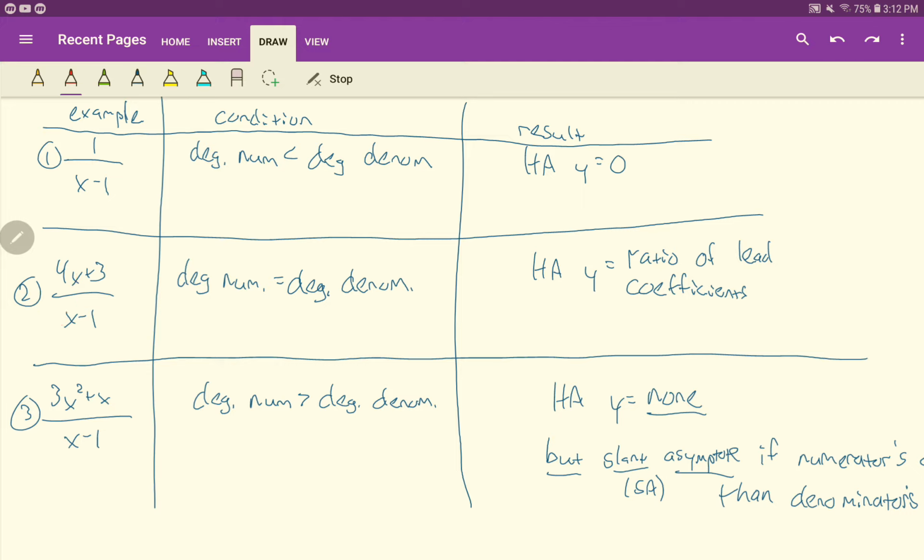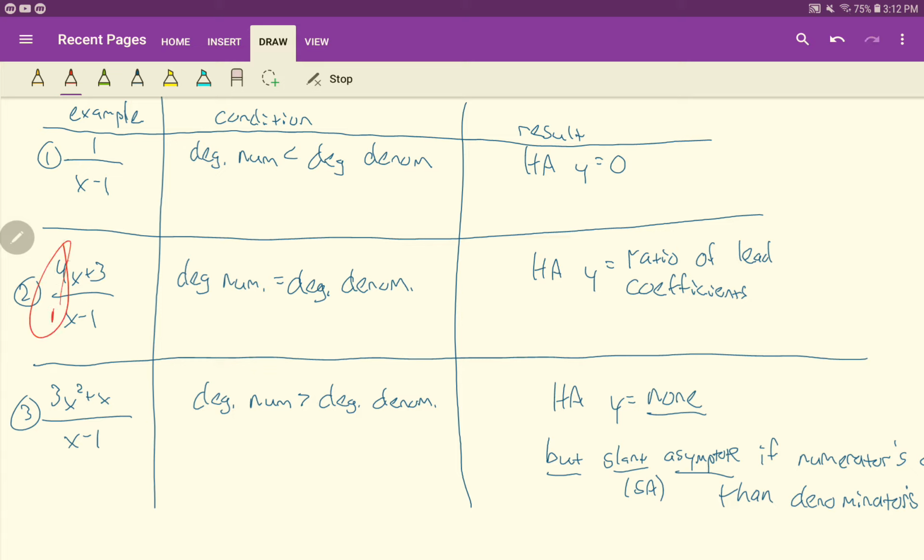Now one thing you gotta keep an eye out for is if your numerator and denominator are written in standard form. That means descending order of power, highest power to next highest power to next highest. Like this is in standard form too. Just make sure your numerator and denominator are in standard form. Once we're in standard form, you look at the lead coefficients here.